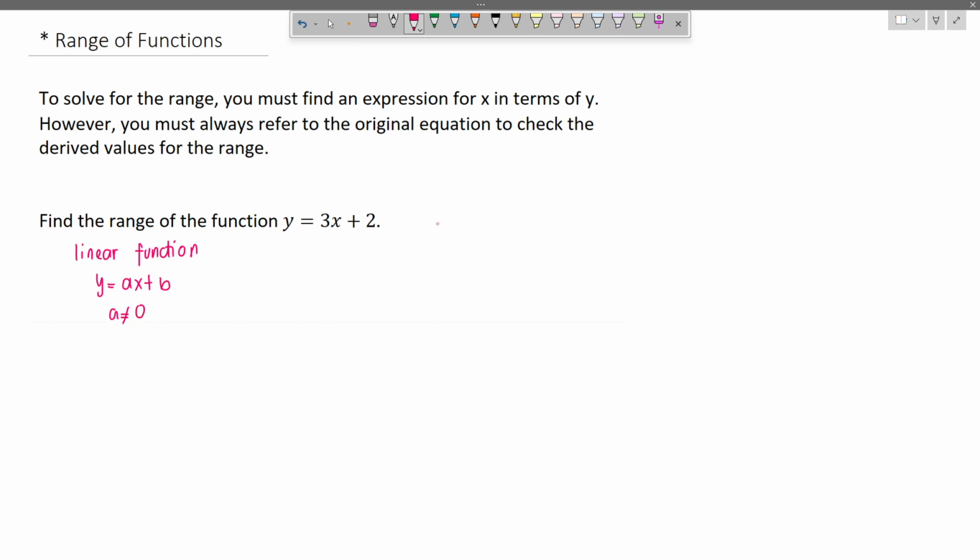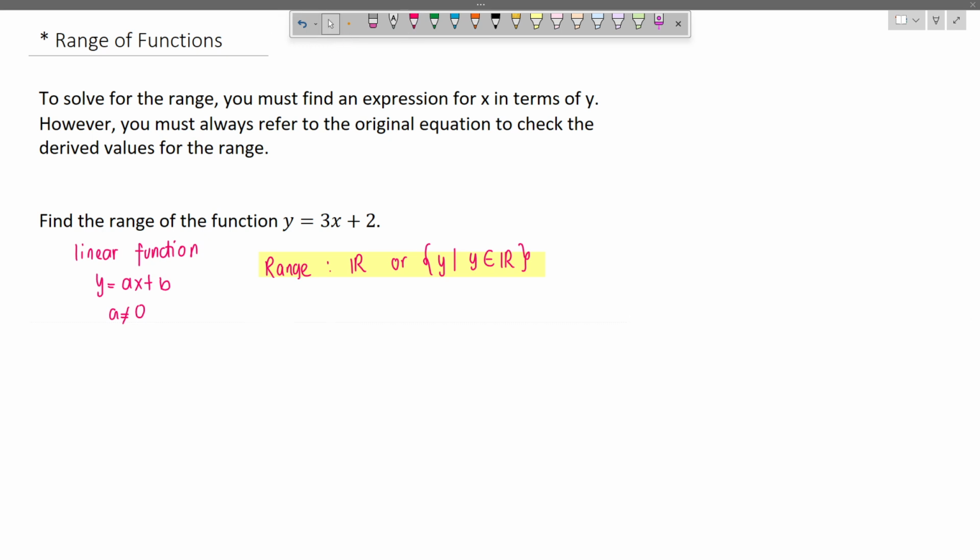Okay. So for every linear function, its range is the set of all real numbers. Or we can rewrite it in set builder notation: y such that y is an element of the set of real numbers. So unless stated otherwise, this is the range of any linear function.